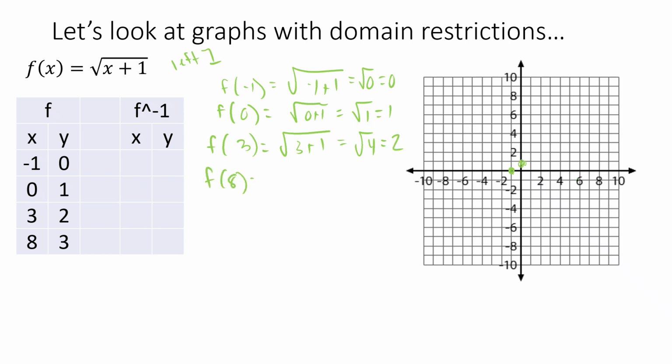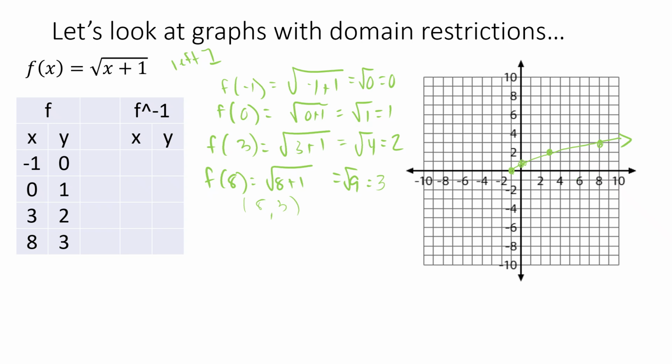And we could do the same thing with the 8. Obviously, 8 plus 1 is 9, and the square root of 9 is 3, so we get the point 8, 3. I obviously picked those in a very intentional way to get good numbers out. So we have the point 3, 2, and then the point 8, 3, and that gives us that shape of the square root graph going up in that direction. So the inverse, then, we could find by just switching the ordered pairs.